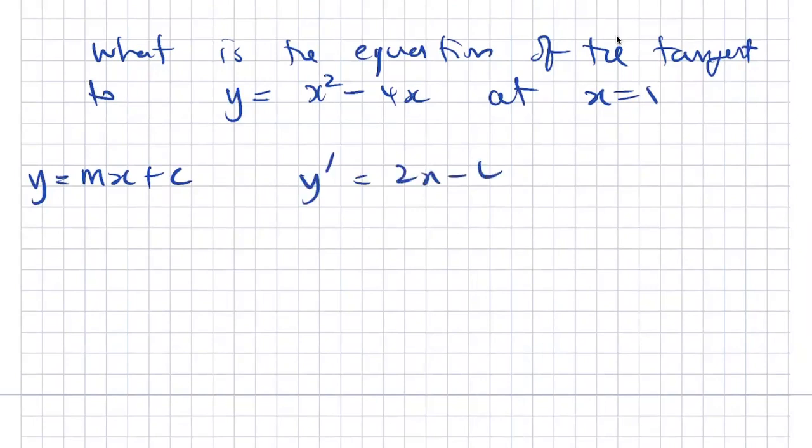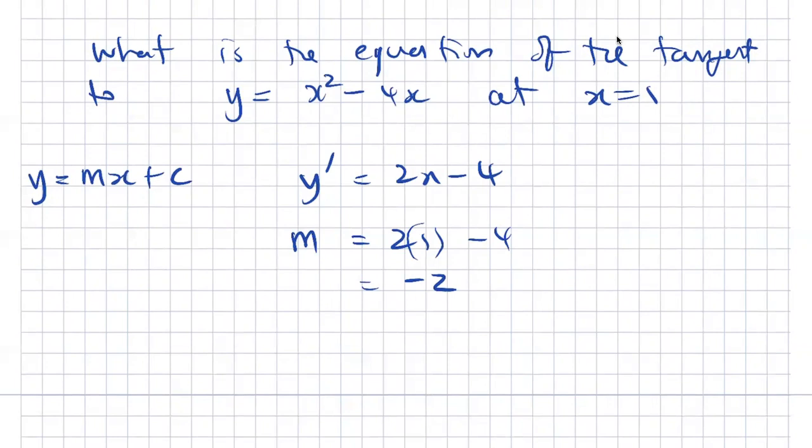So 2x minus 4. Okay, so there's my differential. I differentiated it. Then I substitute in x equals 1. So I'm just going to write m straight away. m is equal to 2 times 1 minus 4. And I get a gradient of negative 2. All right, there we go.